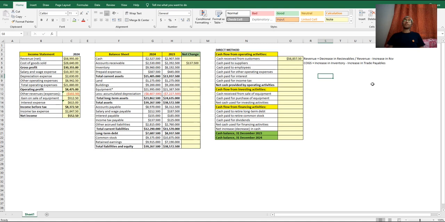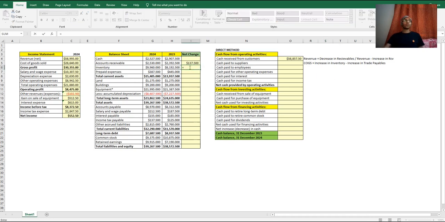If the trade payables have decreased, that means more cash has gone out. If inventories have increased, that means more cash has gone out. So both things we add. If there is increase in trade payables, that means less cash has gone out than what is represented in the COGS. So we subtract it. Now here what is the case? Let's see.